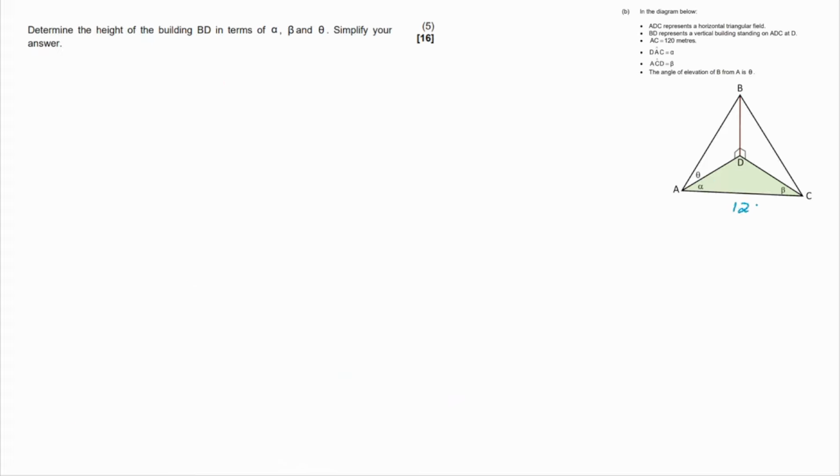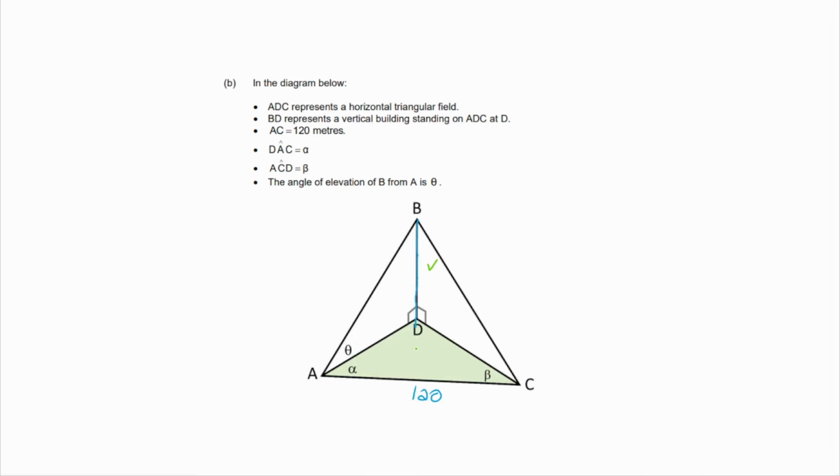Let's just make sure we know that this is 120. They say determine the height of building BD in terms of alpha, beta, and theta. Simplify your answer. Okay, so important, we need to simplify our answer. So we need this height BD over here. So let's see what we can do, right? So let's work with BD.